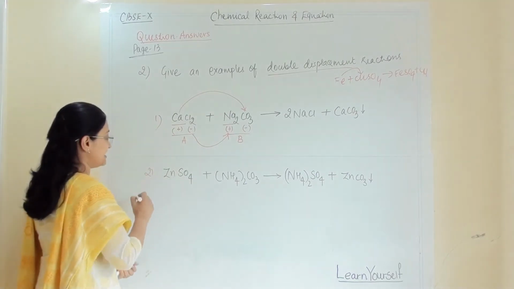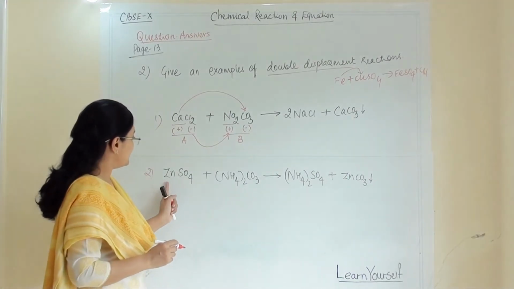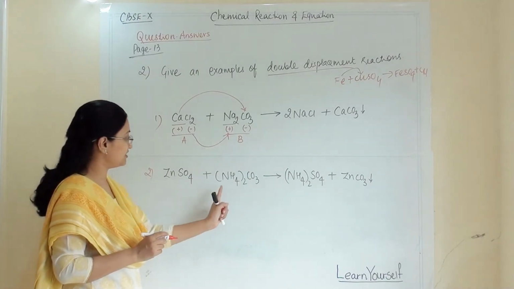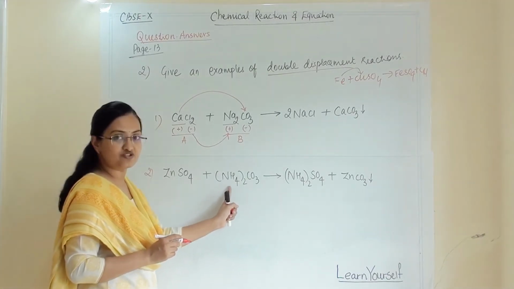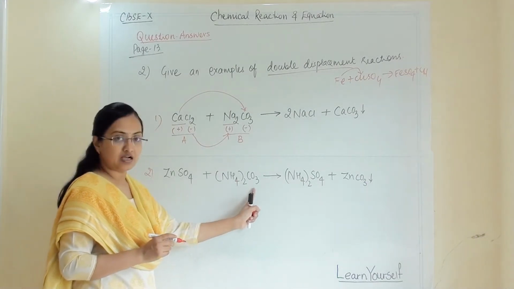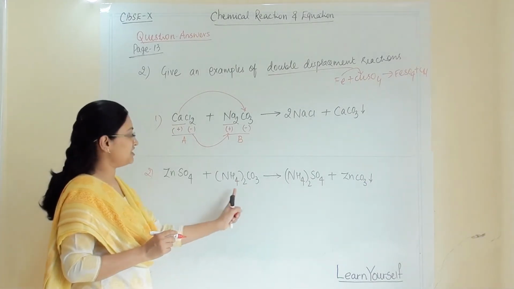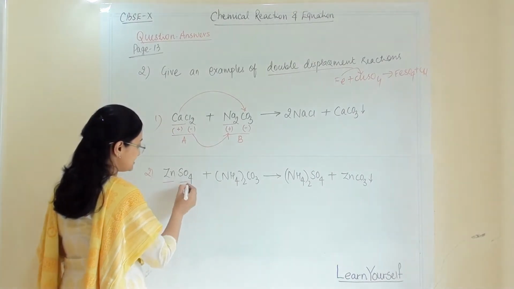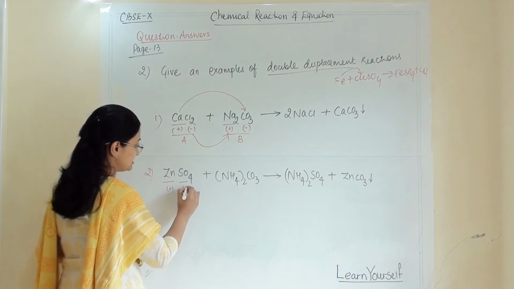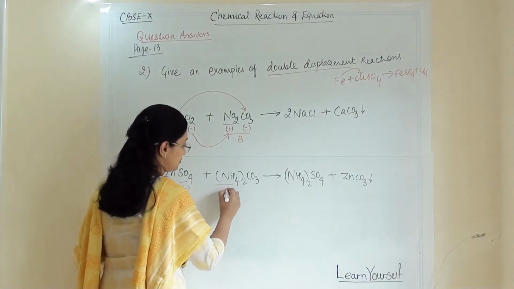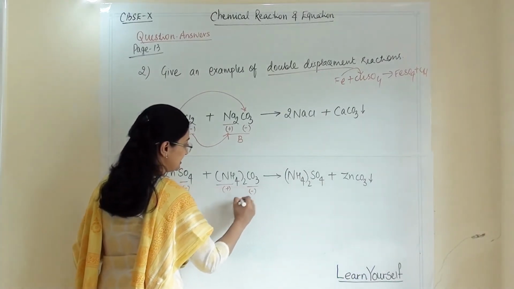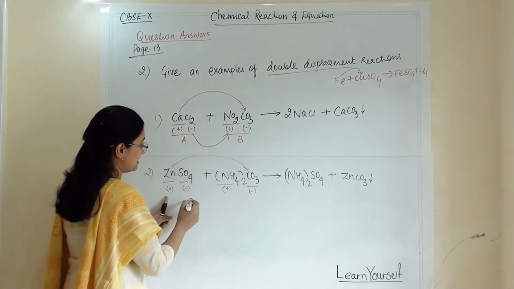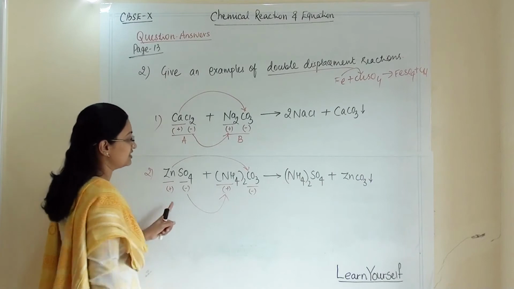Now second example. ZnSO4, that is zinc sulfate, will react with, what is this, NH4, ammonium carbonate. Zinc sulfate plus ammonium carbonate. Now let us see that zinc and sulfate: this is positive, this is negative. This is positive, this is negative. So this positive will go with this negative and this negative will go with this positive.